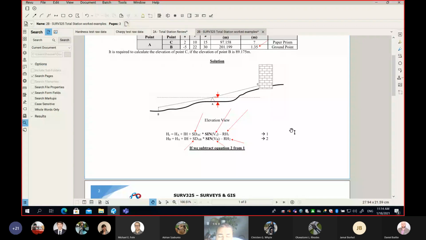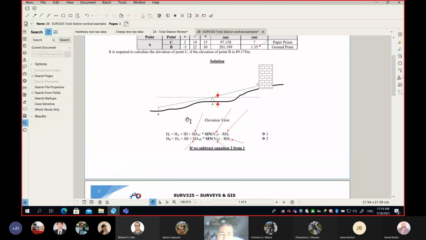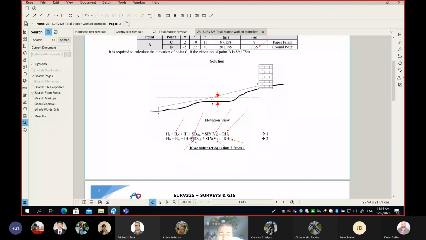Look at the mathematics, how it works from this point on. Remember, I really want to make sure. Do we know the elevation of point A? Is it given anywhere, the elevation of point A? I'm referring to this value here. No, it's not given.